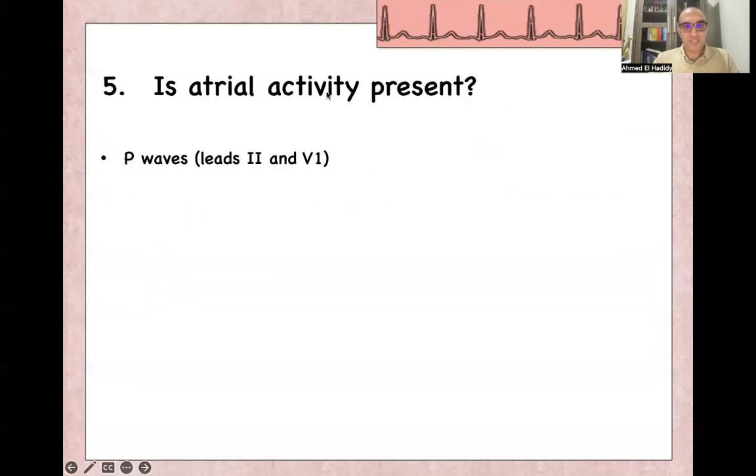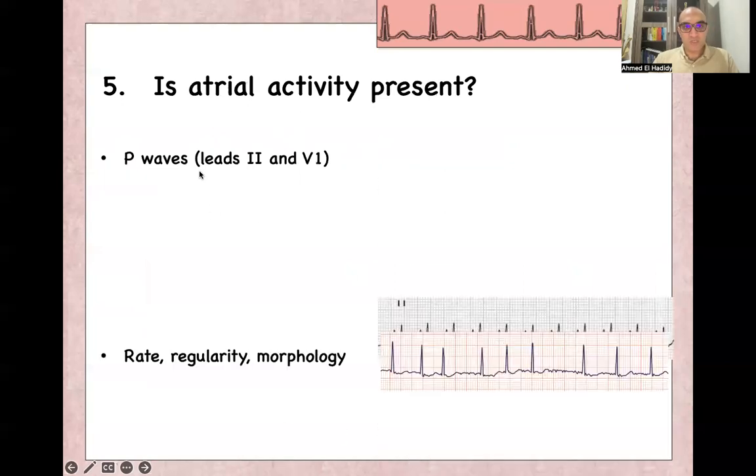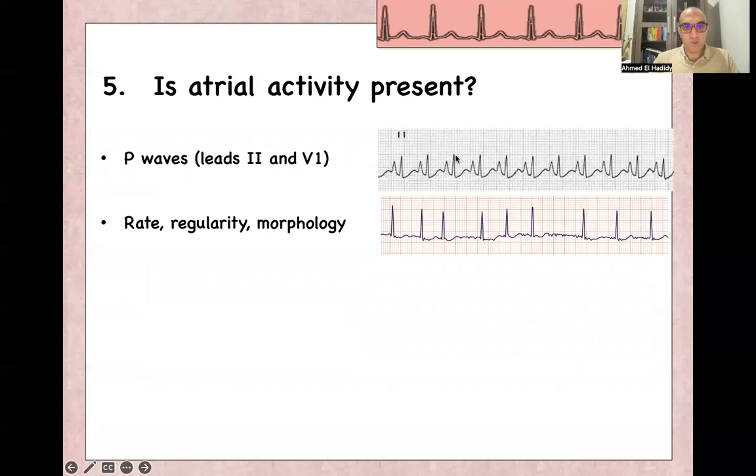Fifth question, is the atrial activity present or not? Is there any atrial activity like P waves? The best lead to see P wave is lead 2 or lead V1. If there is atrial activity, what is the rate, what is the regularity, and what is the morphology? You can see here, this is what we call P pulmonale. This is the morphology of the P wave. For the rate, it is the same rate, so each P wave is followed by QRS. So it's almost 150 or 120 P waves per minute. Here, there is no atrial activity, but there are fibrillation waves in this rhythm strip.